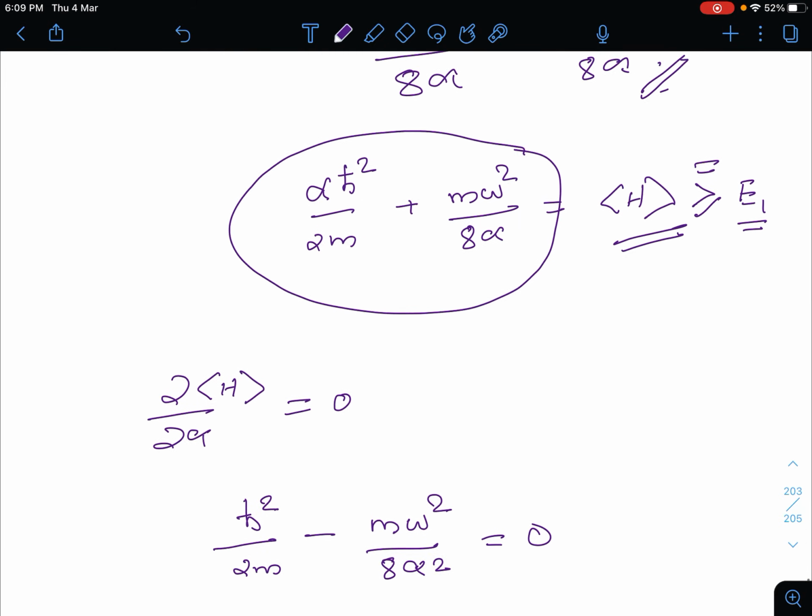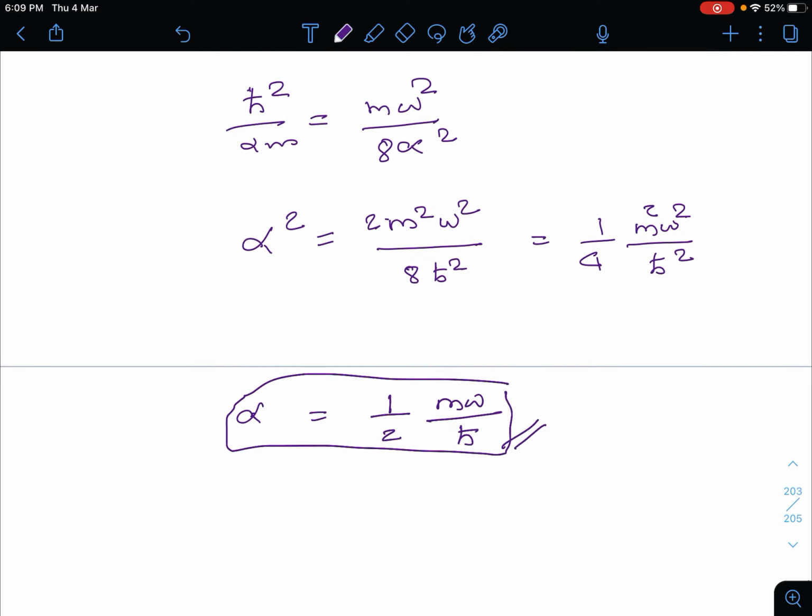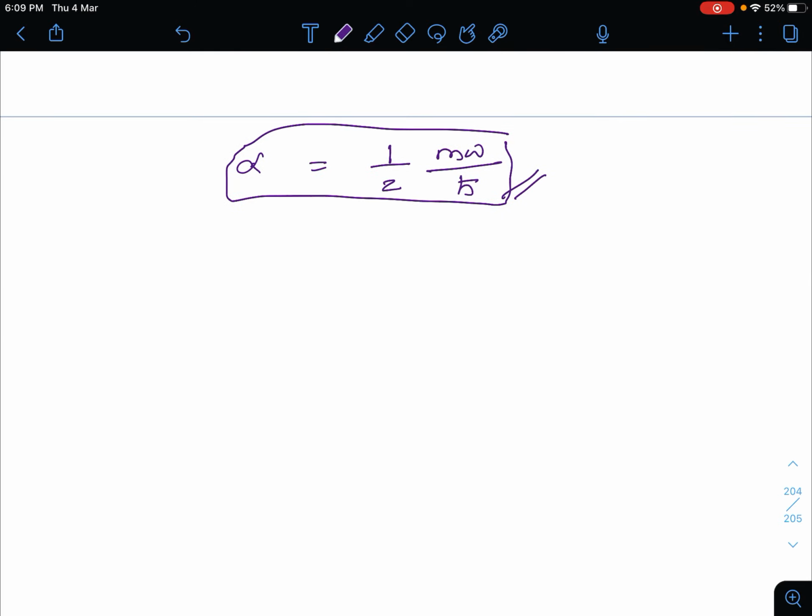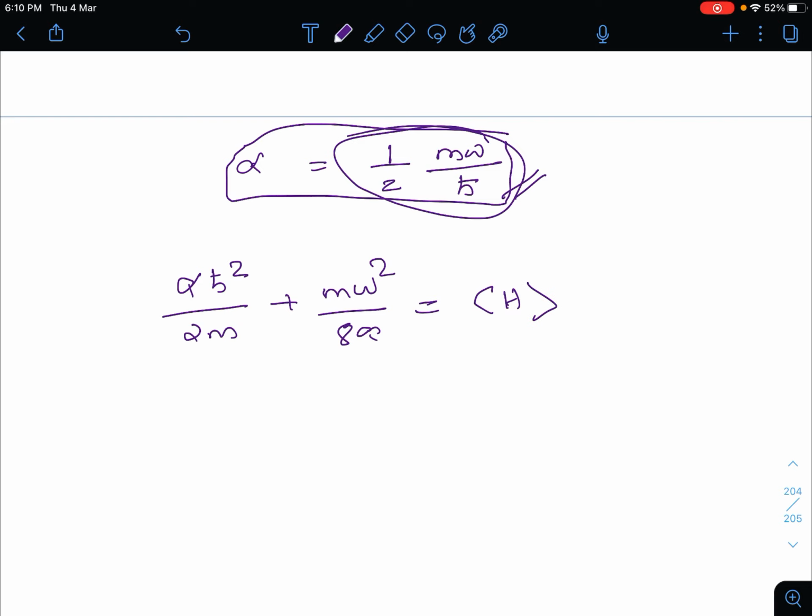So what is our Hamiltonian? This is the Hamiltonian alpha. So what was the Hamiltonian? We got alpha h cross square by 2m plus m omega square by 8 alpha. This is the expectation value of Hamiltonian which we got. So let's put back the value of alpha into this equation.